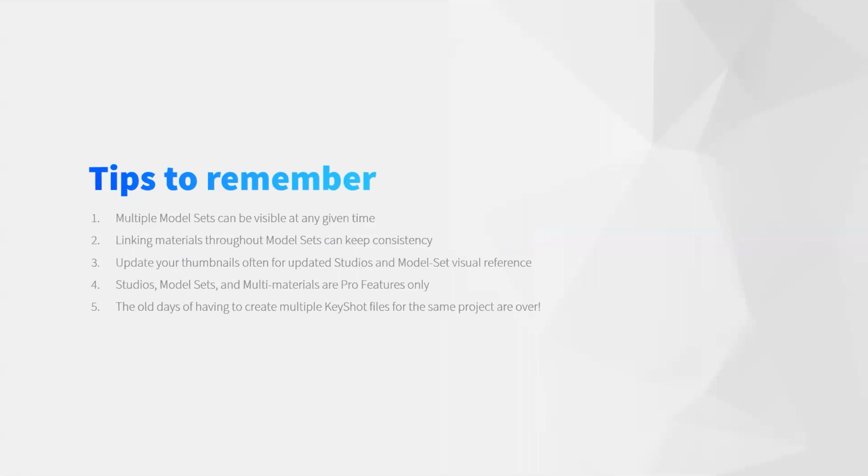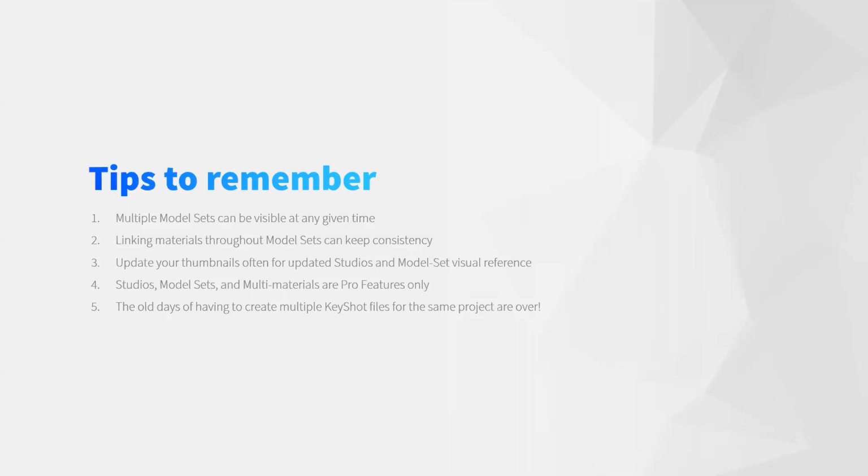Also, just wanted to mention some tips to remember here. Multiple model sets can be visible at any given time, and you can rearrange those any way you'd like. Linking materials throughout model sets can keep consistency, so as long as you're toggling through, you don't have to go through and make changes each time to each product. That's helpful as well.